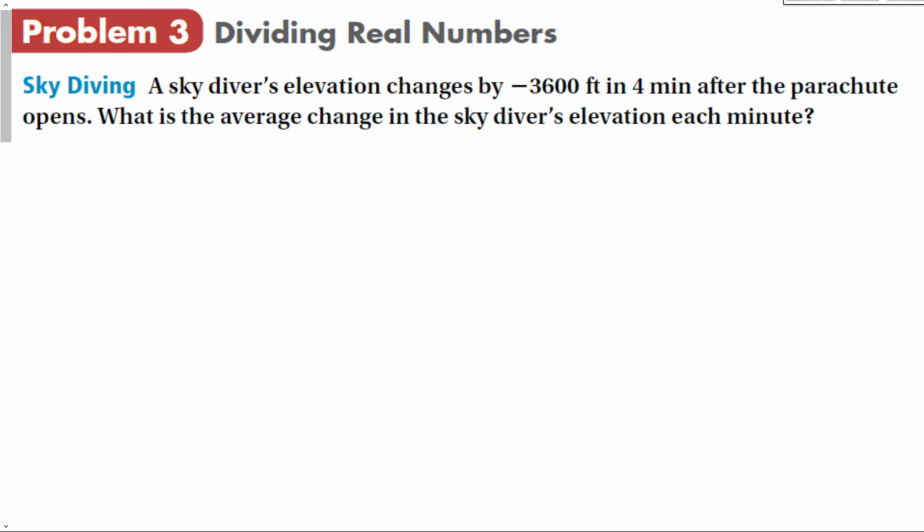A skydiver's elevation changes by negative 3,600 feet in 4 minutes after the parachute opens. What is the average change in the skydiver's elevation each minute? Well, if we want to solve this, we're basically going to take negative 3,600 divided by 4, which of course, I don't like that notation, so we're going to use fraction notation right there. We have a negative divided by a positive, so my answer is going to be negative. Okay. So what does negative 900 feet mean? It means that the skydiver's average change in elevation is down 900 feet.